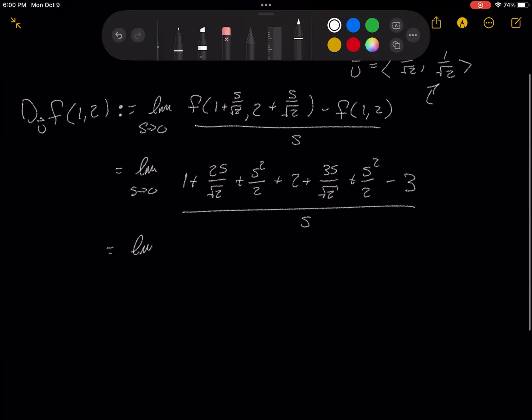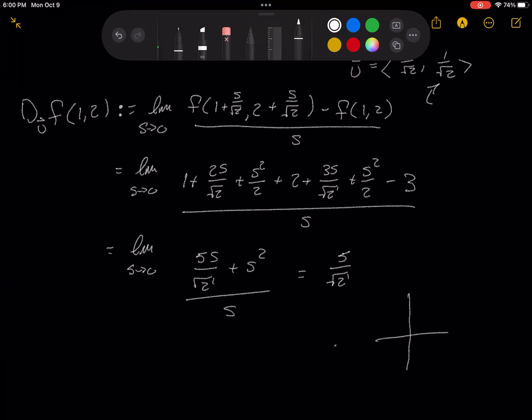All right. Simplifying the algebra, we end up at 5s over root 2 plus s squared, all over s, which if we take the limit as s goes to 0, we pull out the s from the numerator and we are left with 5 over root 2. So the slope of this function in that direction is 5 over root 2.